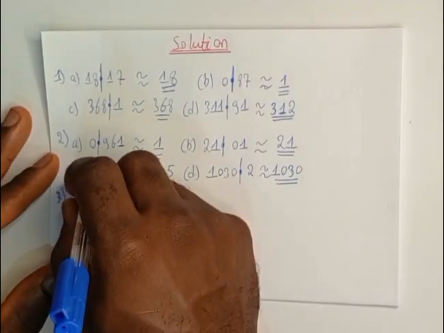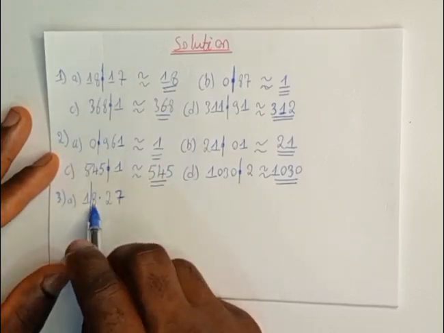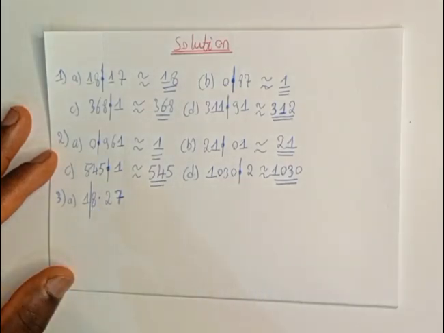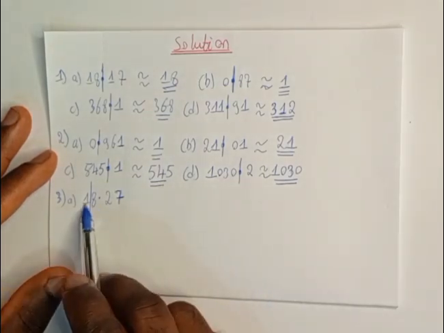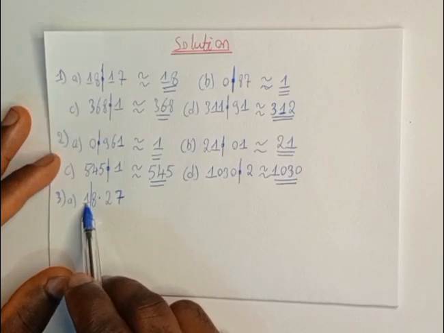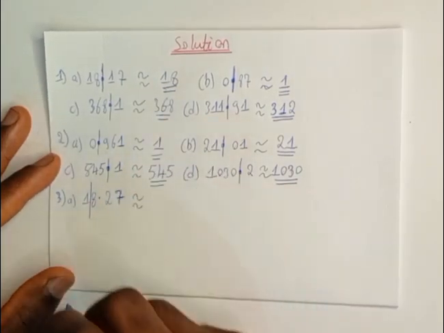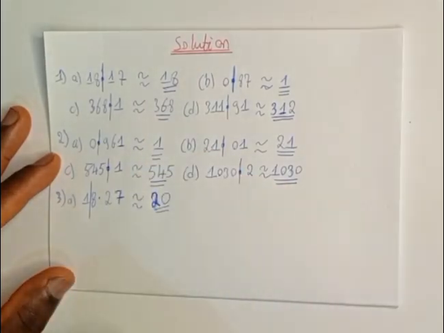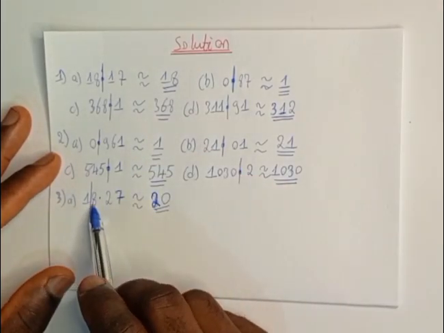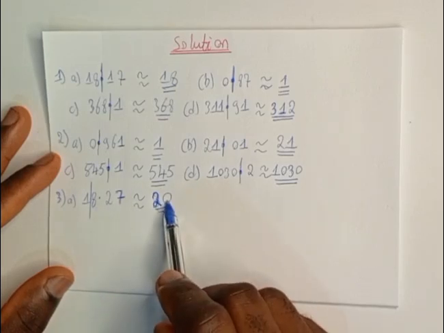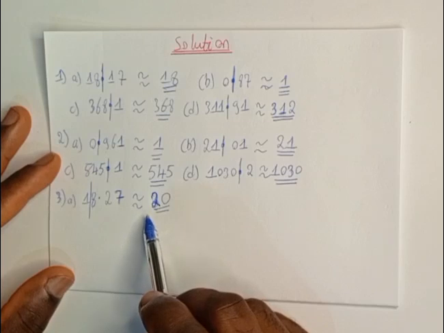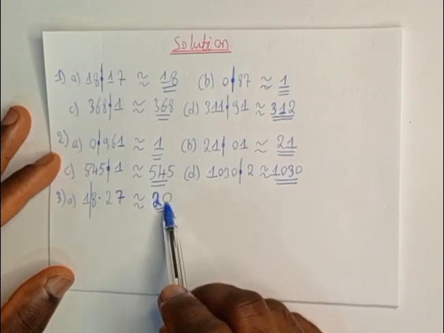Simply means we have to round off between the digits 1 and 8. The digit 8 is greater than or equal to 5. It is rounded up to 2. The 2 is added to the 1 ten we have, and this will be approximately 20. We replace the 8 with a 0. Therefore, 18.27 to the nearest 10 gives us 20.